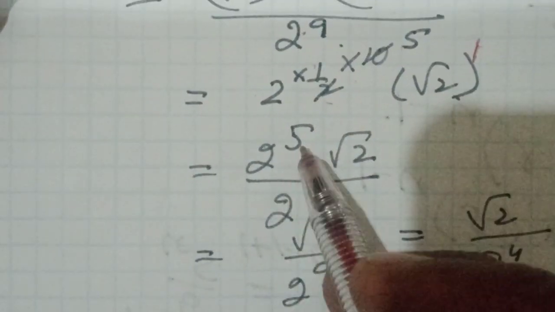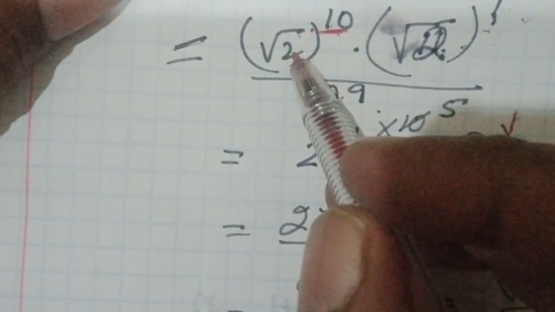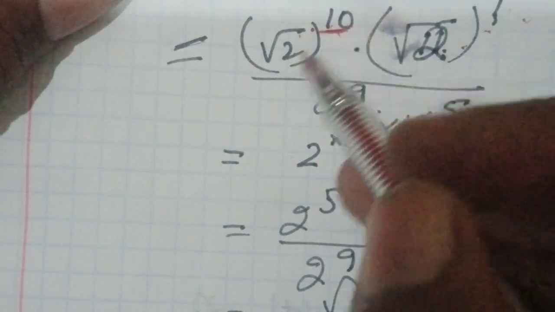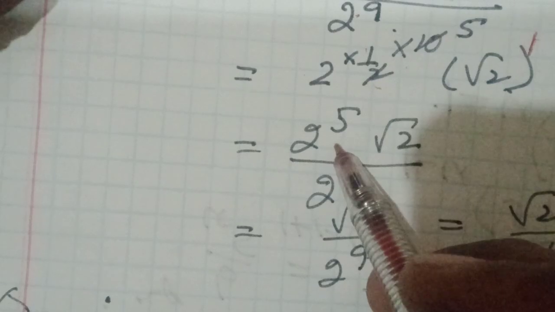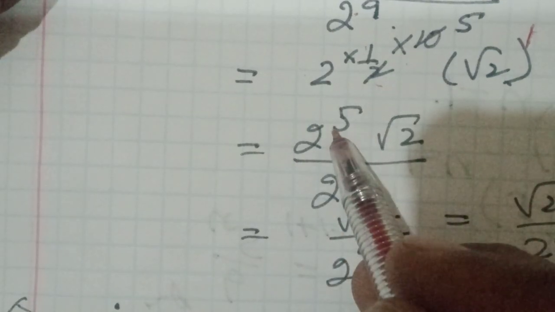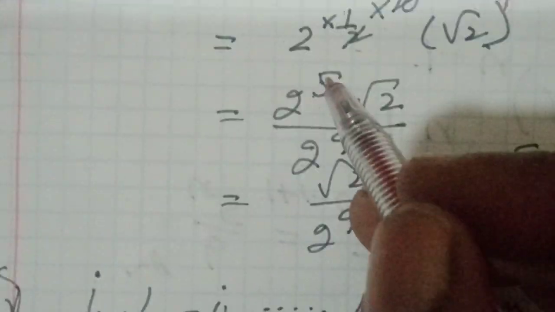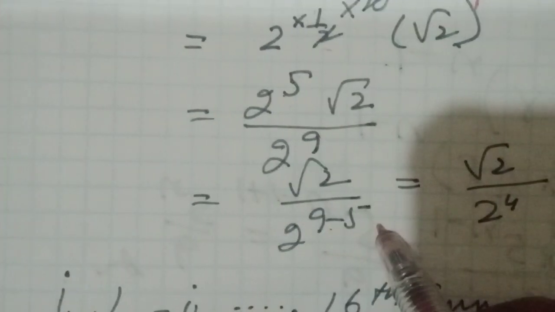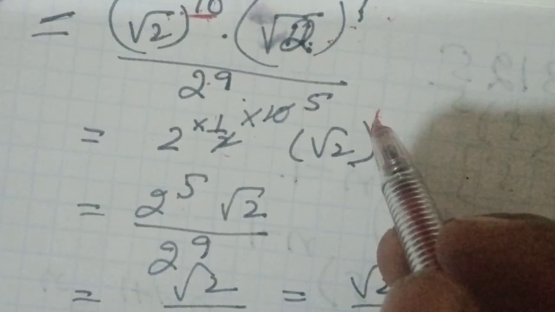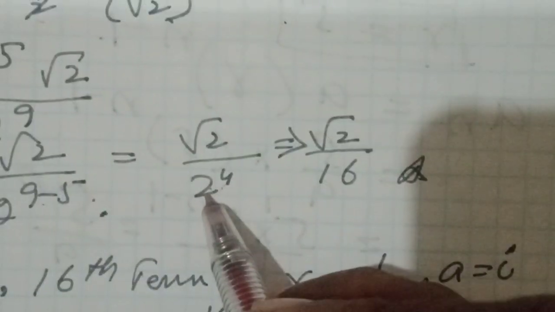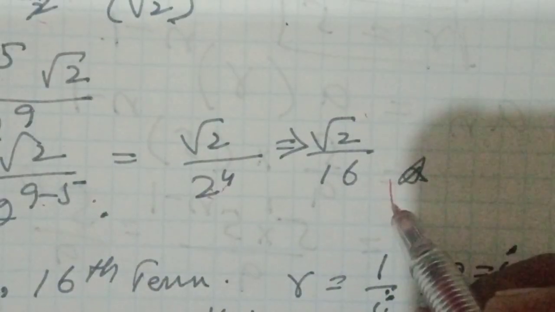Now you have removed the square root, or simply you can take the square root of 2 ten times. So you have 2 to the power 5. Now you can see that there is power 5 and there is power 9. You can subtract 9 minus 5, and that will give you 2 to the power 4, and the remaining is under root 2. Now 2 to the power 4 means 16. So 16 under root 2 is your answer.